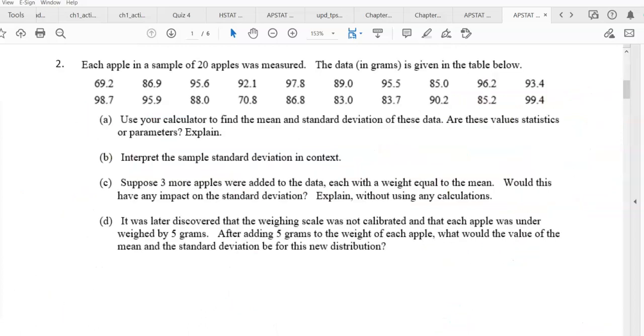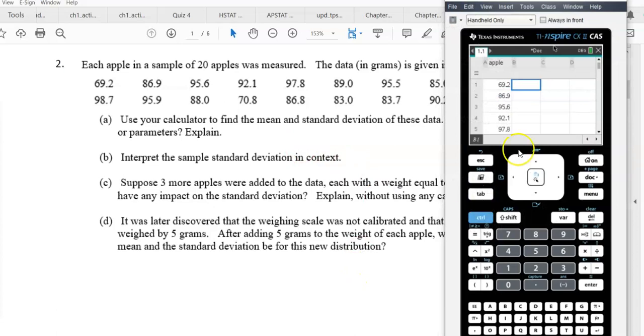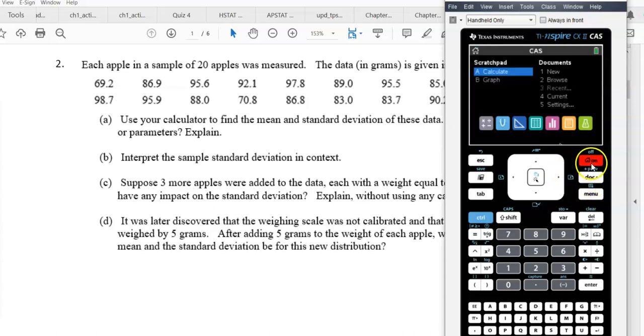Okay, so second question. Each apple in a sample of 20 apples was measured. Here's all the 20 different measurements. Use your calculator to find the mean and standard deviation. So you might want to get your calculator out, hit the home key, go to lists and spreadsheets, title the list apple, type in all those data pieces. I've already done that. Maybe add a calculator page.